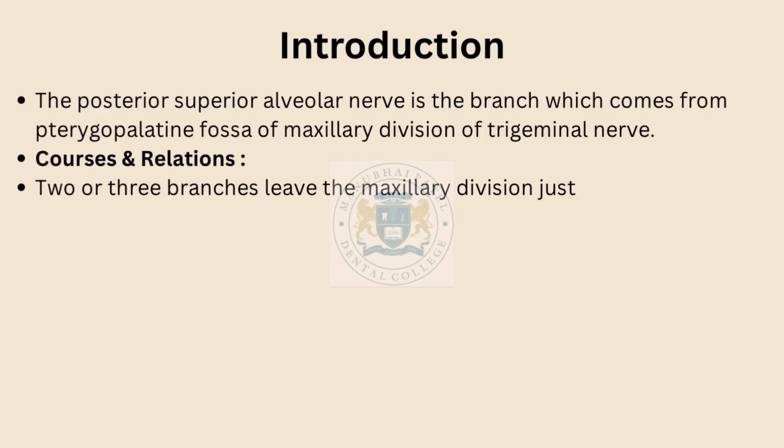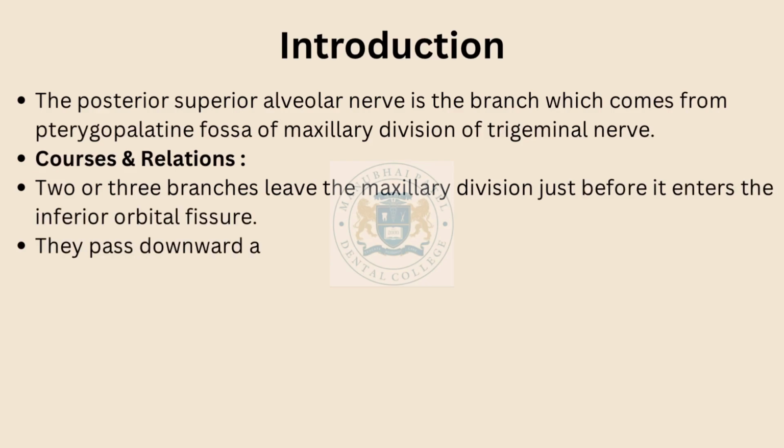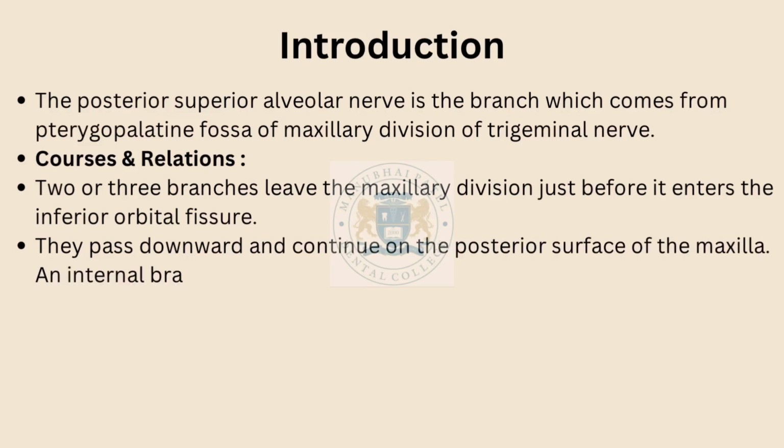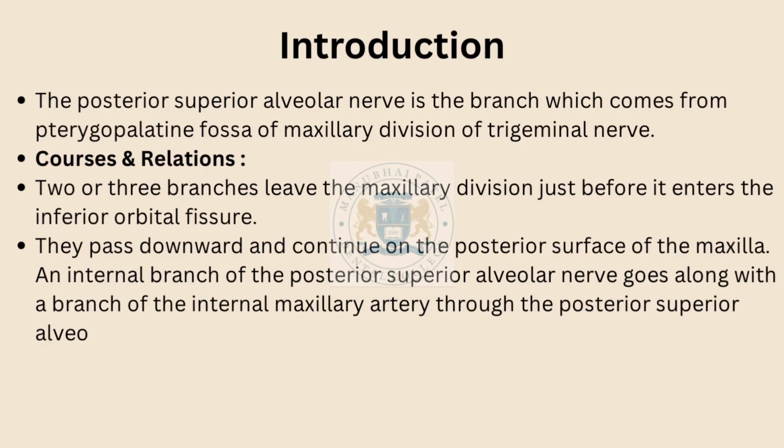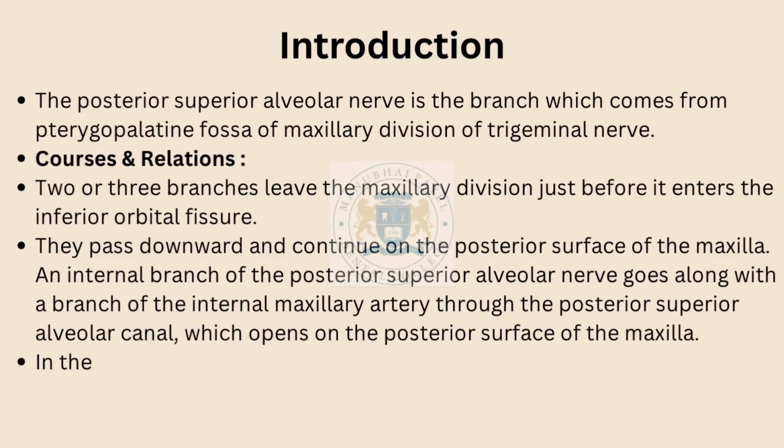Two or three branches leave the maxillary division just before it enters the inferior orbital fissure. They pass downward and continue on the posterior surface of the maxilla. An internal branch of the posterior superior alveolar nerve goes along with a branch of the internal maxillary artery through the posterior superior alveolar canal, which opens on the posterior surface of the maxilla.